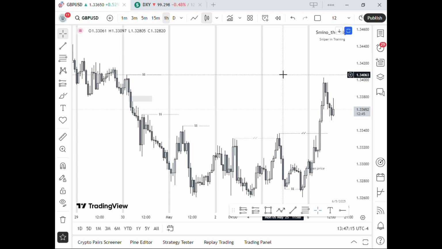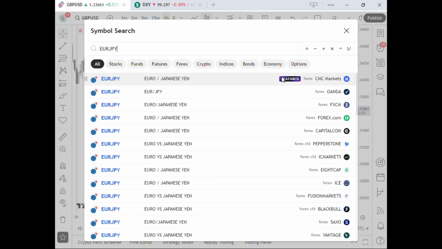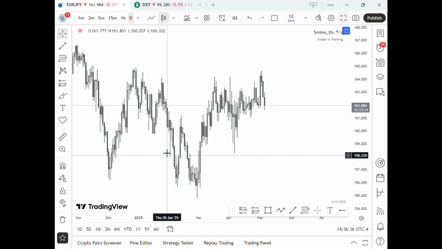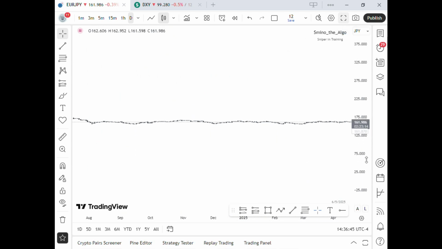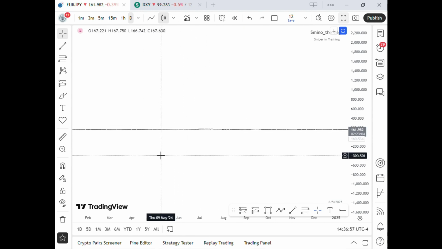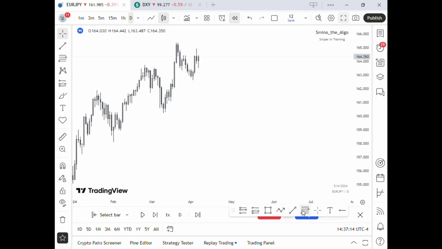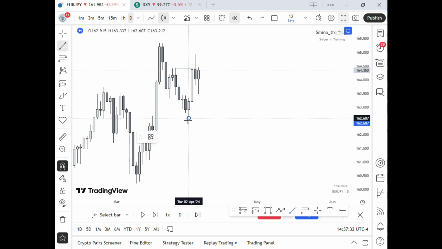So I'll be using GBP USD, the only pair I trade. I'll just be going straight to Euro JPY. On Euro JPY, for getting the bias, we use the daily time frame. That is the way we do it on the daily time frame. Remember what we said about swing high and swing low. This is a swing high here, and this is a swing low.